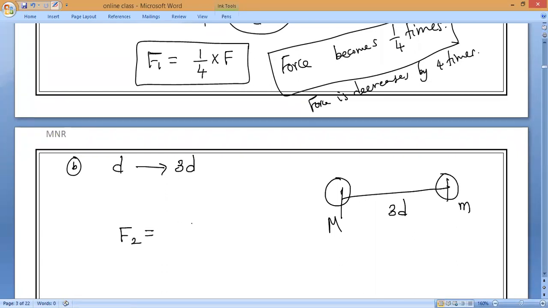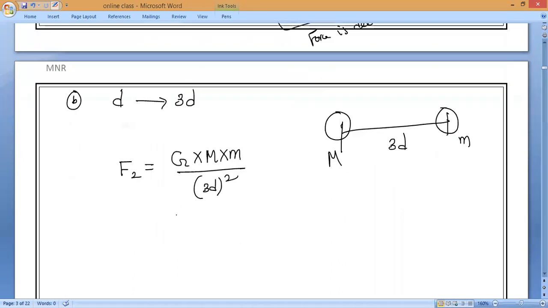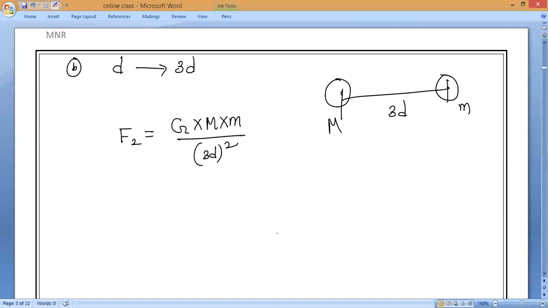Let me take this as F2. So what will the force be? Capital G into capital M into small m divided by R square, here 3D whole square. You can take R square also, that is your convenience. Nothing will happen. But NCERT will say D. That is why we will follow D only, because your teacher should not cut the marks.